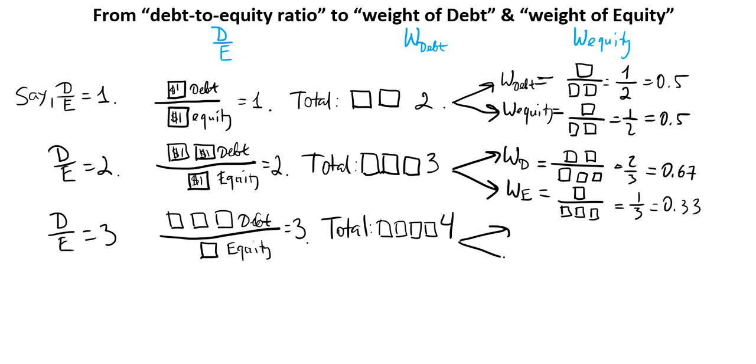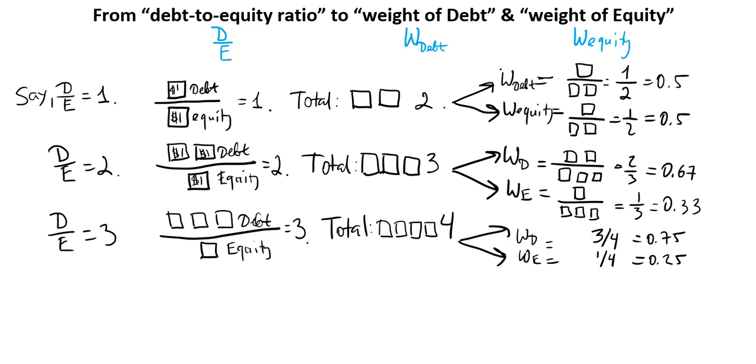And what does it imply for the two weights? Weight of debt, weight of equity. Debt is 3 out of 4, right? 3 out of 4, or 0.75, 75%. And equity is 1 out of a total of 4 boxes, 1 over 4, or 0.25. And notice how the weights always add up to 100%, or 1 in decimals. 0.5 and 0.5 equals 1, 0.67 and 0.33 equals 1, 0.25 and 0.75 together equal 1, which is how it should be.